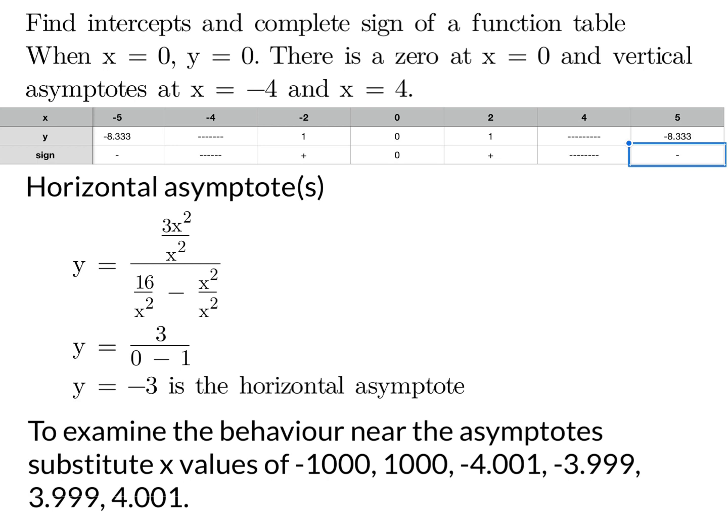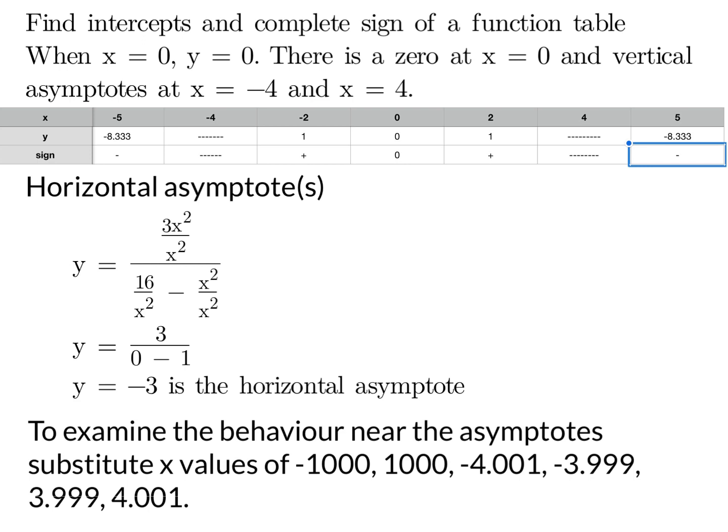So that gives us our important values to put into our table. We put the minus 4, the 0 and the 4 in first, and then we pick a value either side or in between those values, and then sub it into the function. If I sub minus 5 into the function, I get minus 8 1/3. Subbing minus 4 in, I don't get a solution because obviously that's an asymptote. If I sub minus 2 in, I get 1, so that's a positive. 0 gets me 0. Subbing 2 in gets me 1, so another positive. And subbing 5 in gets me minus 8 1/3.